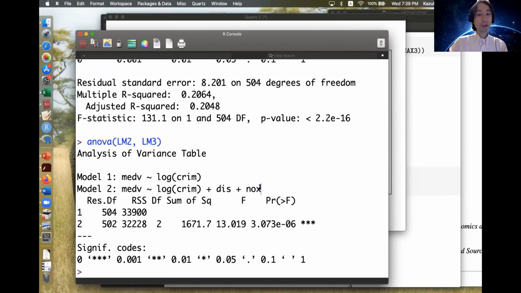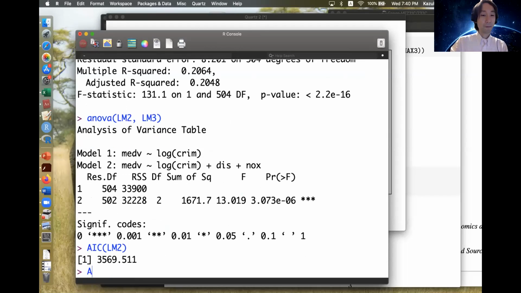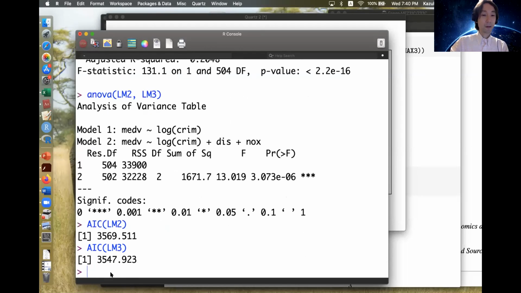And actually, we add two predictors, and this is very significant because this F value is 13, and the P value is much less than 0.05. So you can see these two predictors work well to improve the model performance. Also you can think about the AIC value. So AIC improves by 22, with only two variables. So that is pretty good.